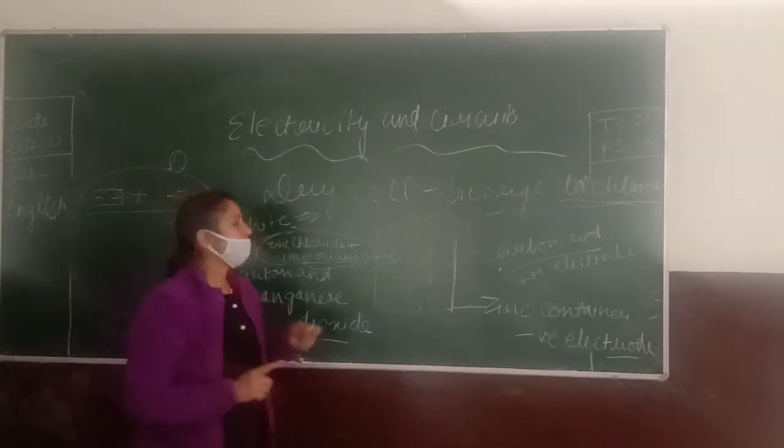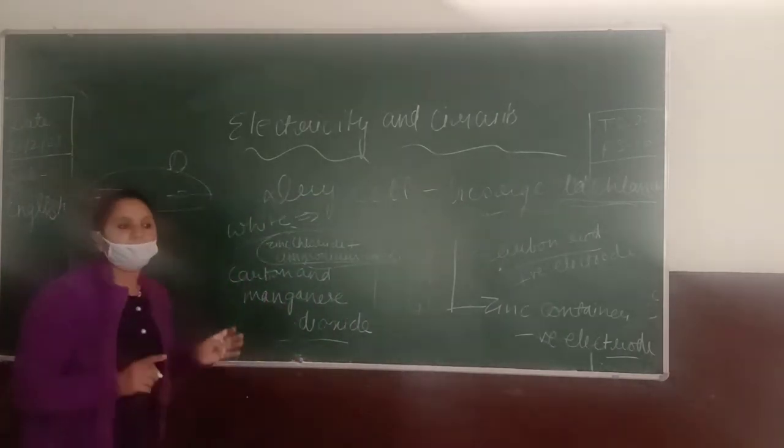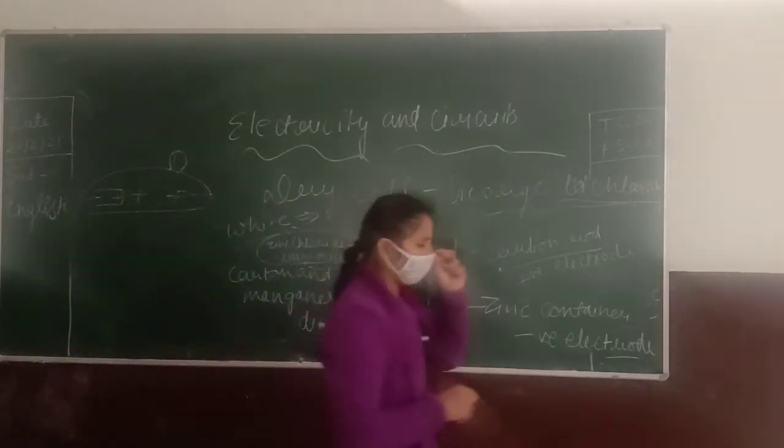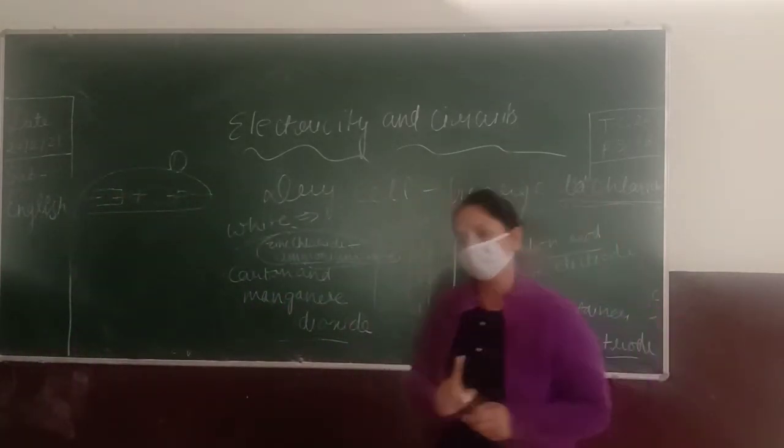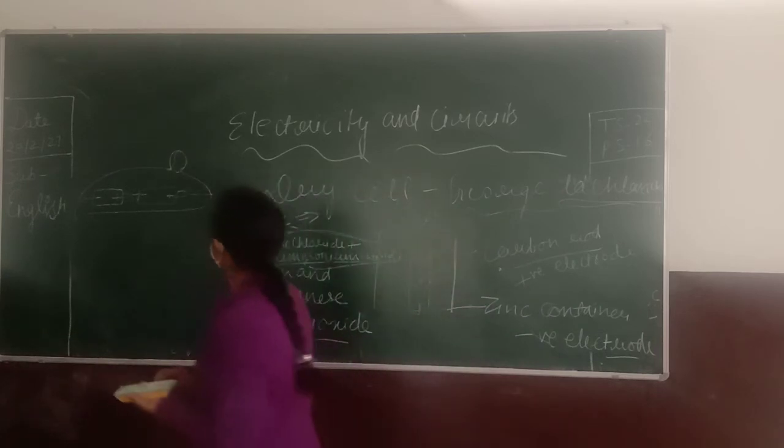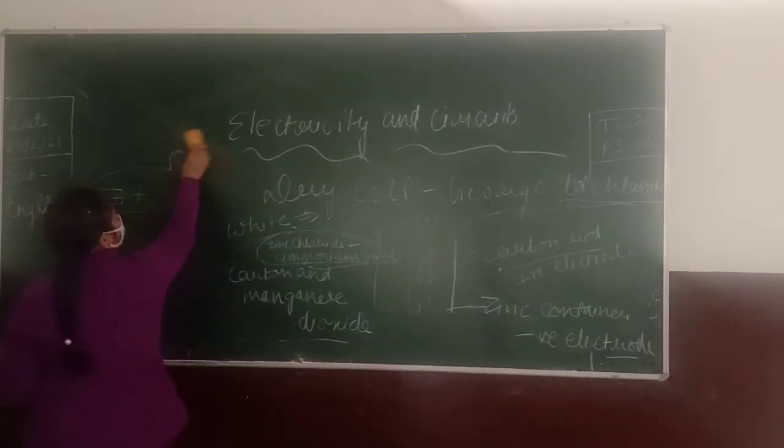Clear to everyone? So combination of cell कैसा होता है? It will be always in opposite terminals. Opposite terminals में होता है. Clear? Okay.